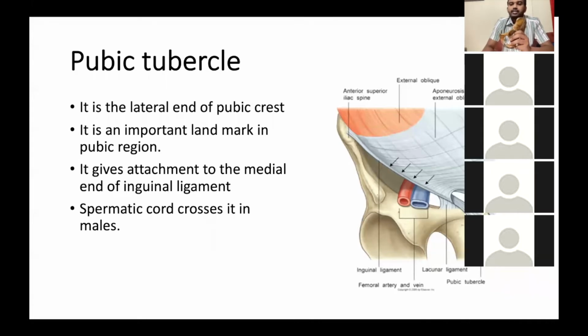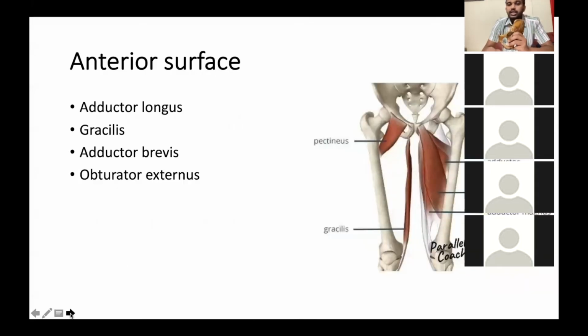Not only that, this pubic tubercle also acts as an important landmark in the pubic region. In males, this pubic tubercle is crossed by the spermatic cord. This is about the pubic crest and pubic tubercle.